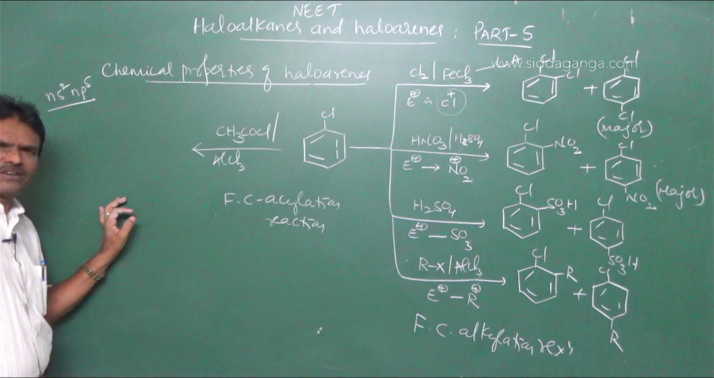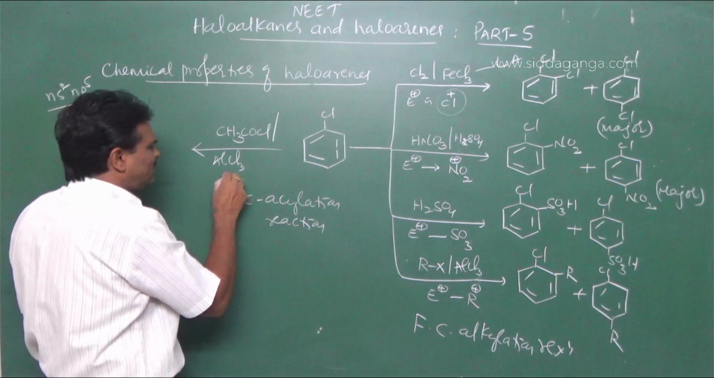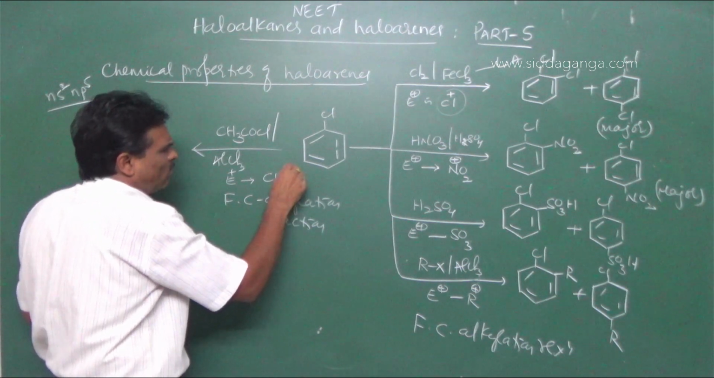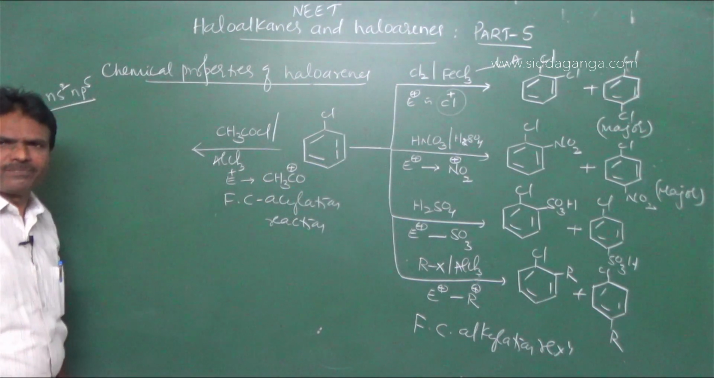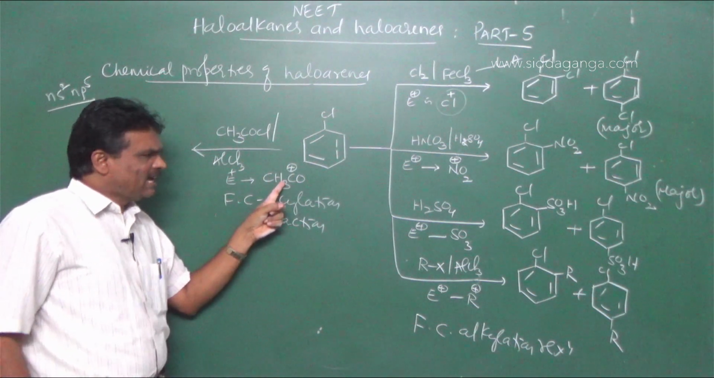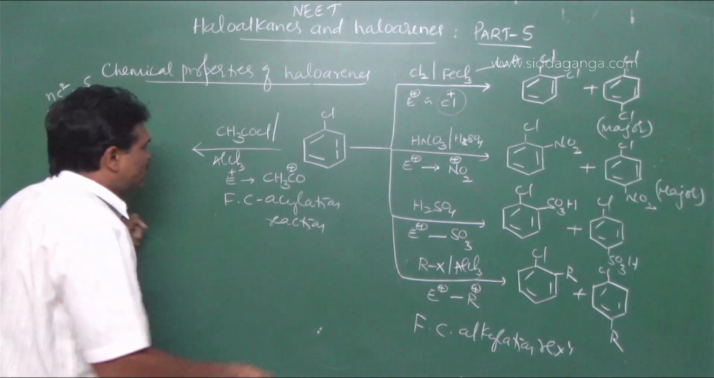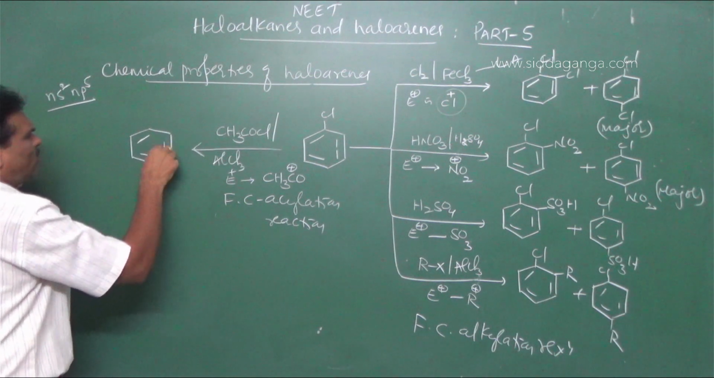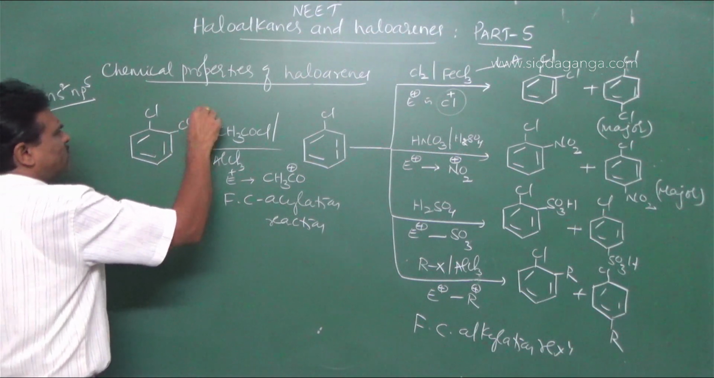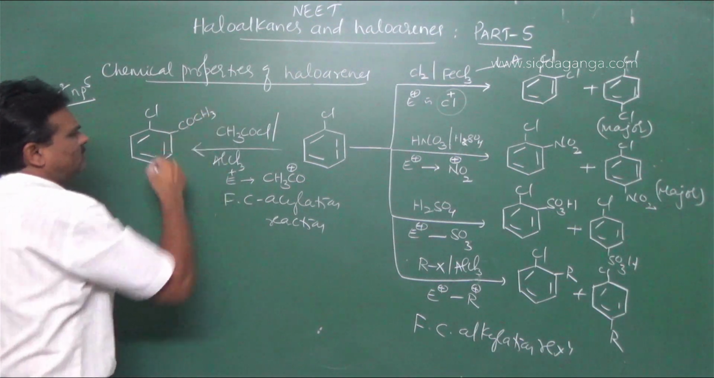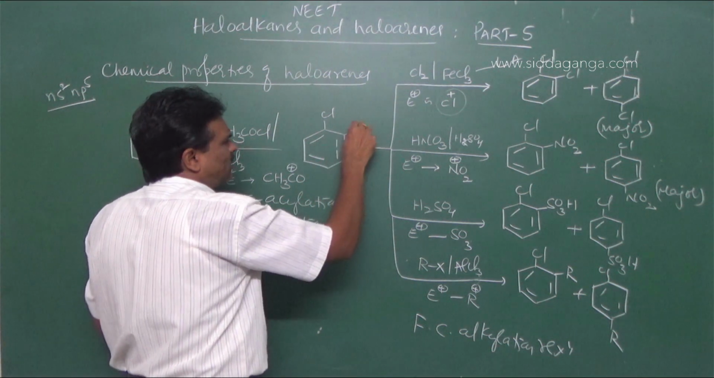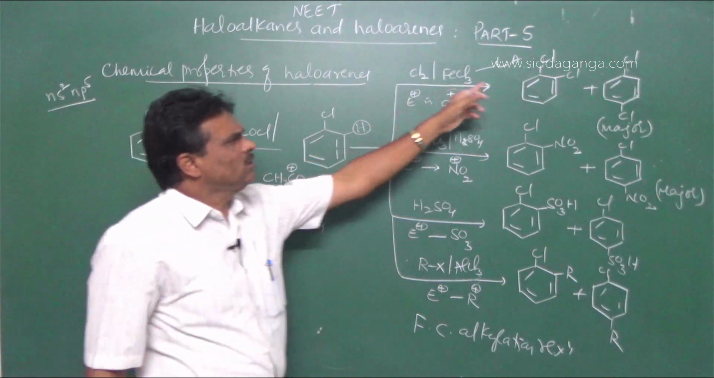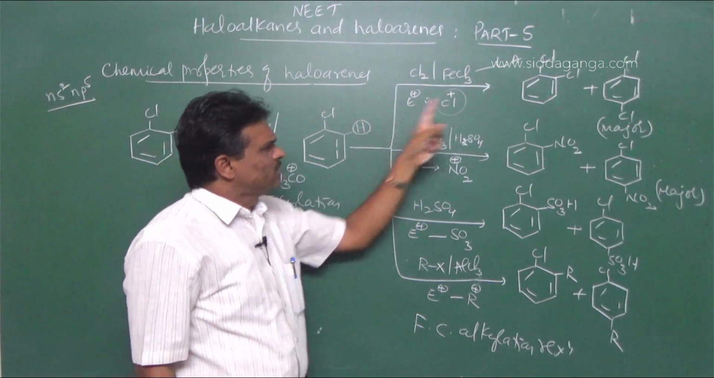In the Friedel-Crafts acylation reaction, the active reagent, the electrophile, is CH3CO+, the acylinium ion. So in this case we get ortho-chloroacetophenone, with COCH3. The hydrogen atom from the ortho position is replaced by the acyl group, while the chlorine stays on the ring.